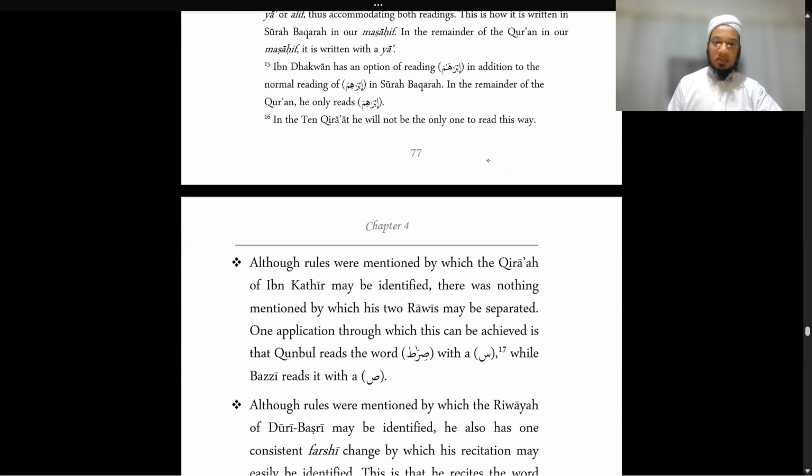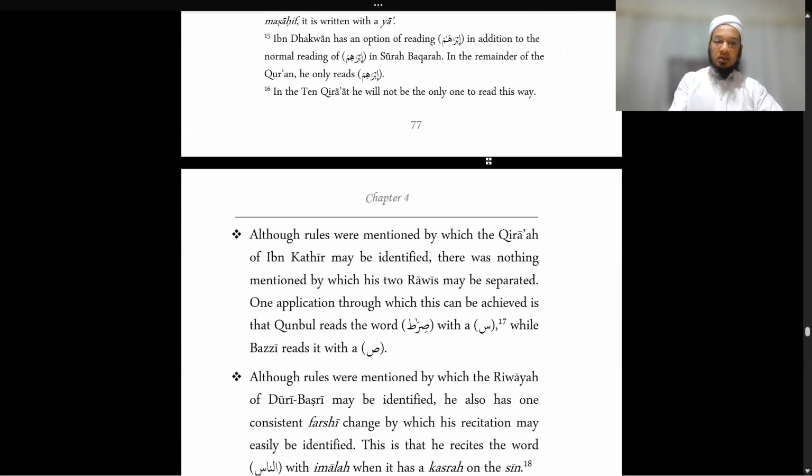Although we did mention the rules to identify the qira'ah of Ibn Kathir, which was the sila of the mim al-jam', there was nothing by which we can separate between these two rawis, Bazzi and Qunbul. One way we can differentiate between them is by looking at Qunbul. When it comes to the word sirat, he will read the sad with a sin. So he will read sirat with a sin instead of a sad.